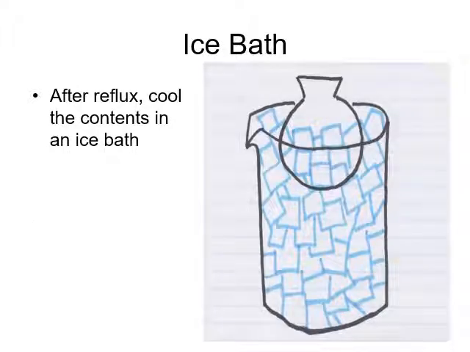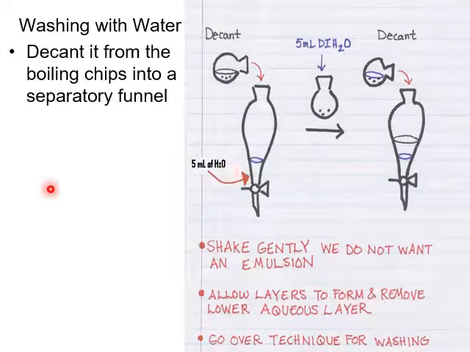After 1 hour of heating, boiling and the reflux of the mixture, you need to cool the contents by using an ice bath. After cooling the mixture, decant to a separatory funnel. After decanting, you need to take care about the boiling chip. They should not go to the separatory funnel.